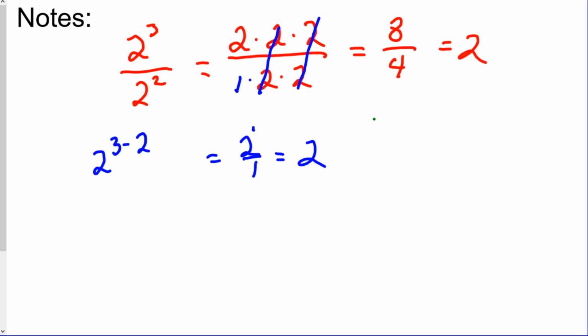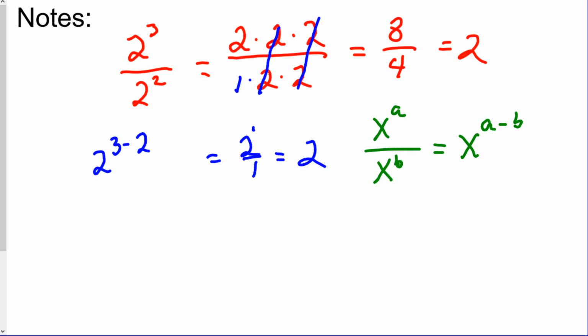So you can think about it like this. Any number to a power divided by that same number, again, the base has to be the same, also to a power, could be the same, could be different, is going to be equal to that base to the difference of the powers, so a minus b.